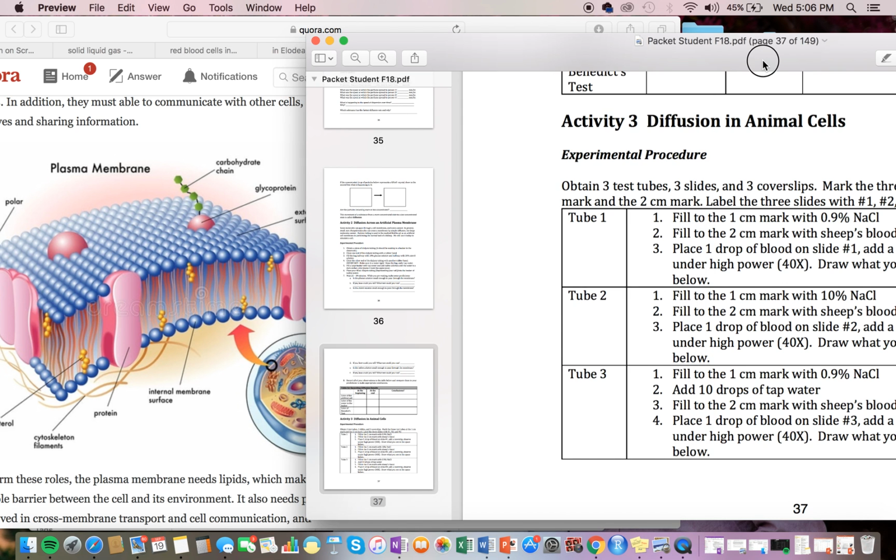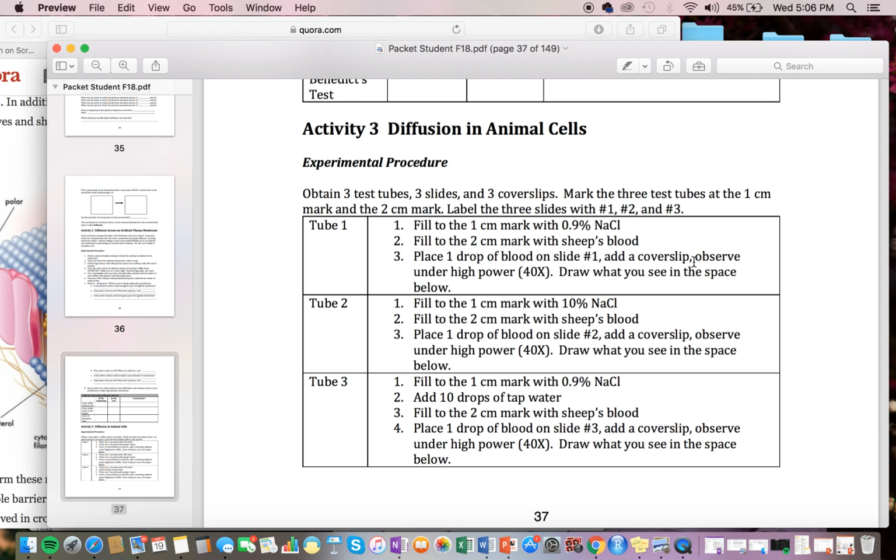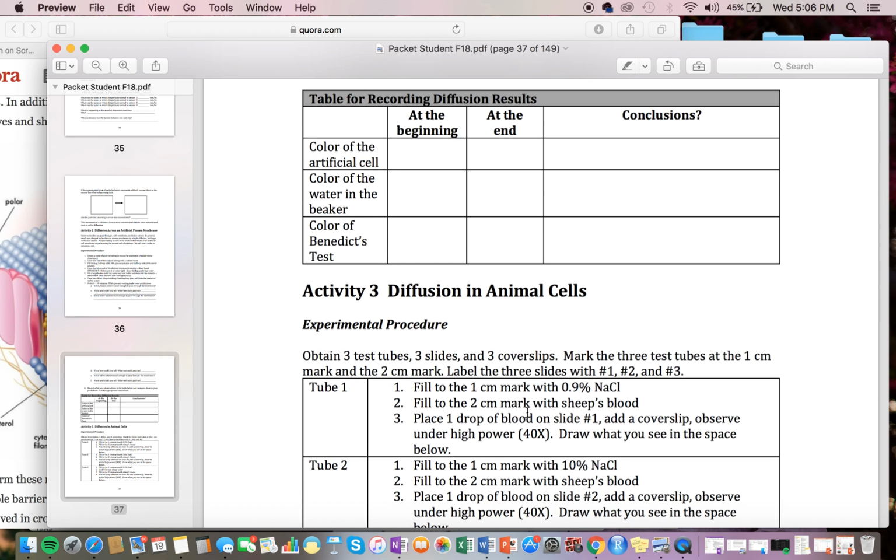So let's see what else we're moving on to. All right, so we're going to talk about hypertonicity, hypotonicity, and isotonicity. We're talking about tonicity, but we're talking about hypertonic, hypotonic, and isotonic solutions.